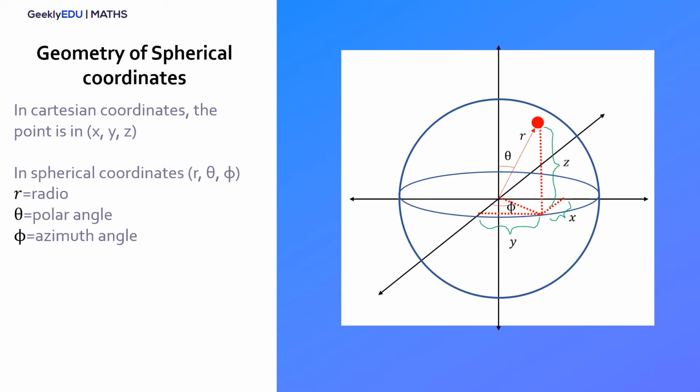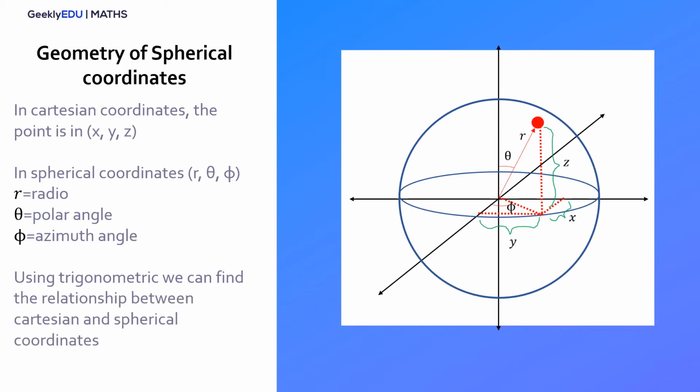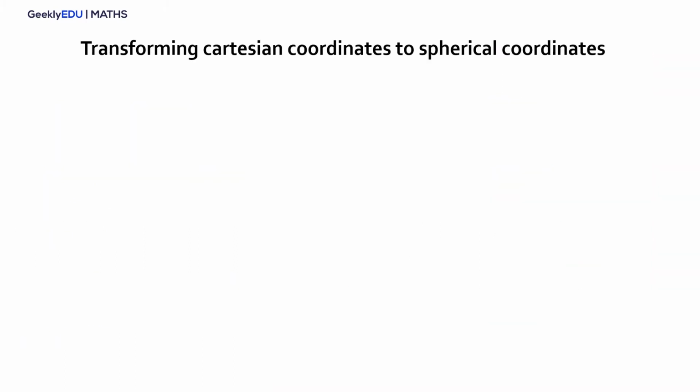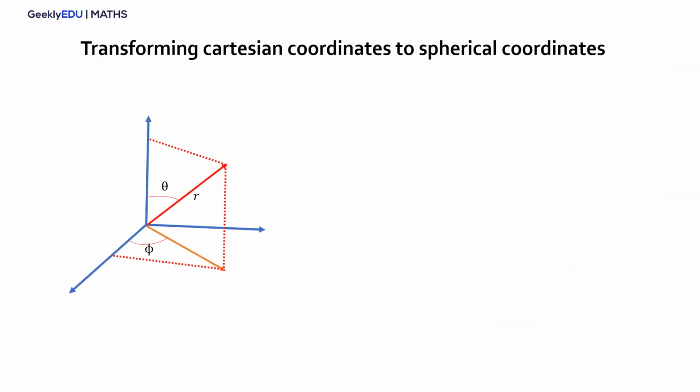Now, we will have to use trigonometry to find out the relationship between Cartesian and spherical coordinates. If you don't remember quite well the trigonometric identities, watch the trigonometric functions video. We will start here with the upper triangle with a theta angle. In this one, the hypotenuse is r, and therefore the component in z is equal to r cosine of theta. The upper line is r sine of theta.